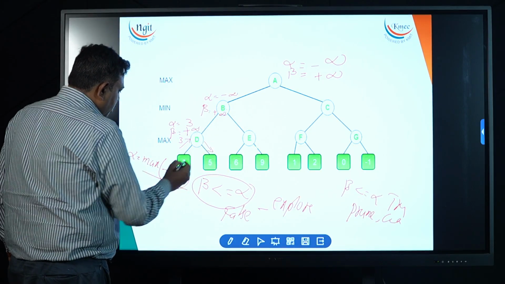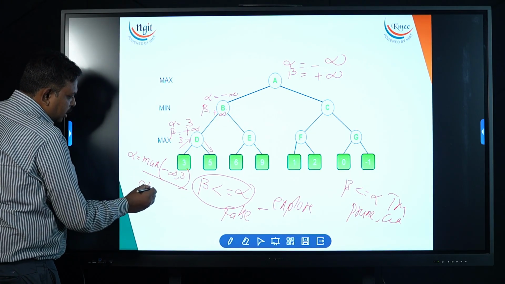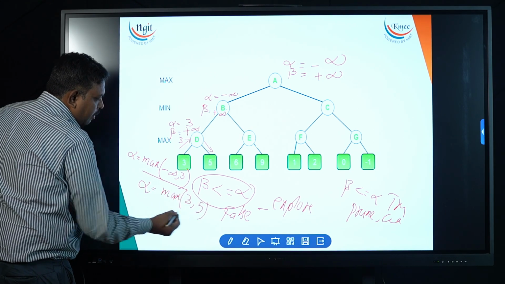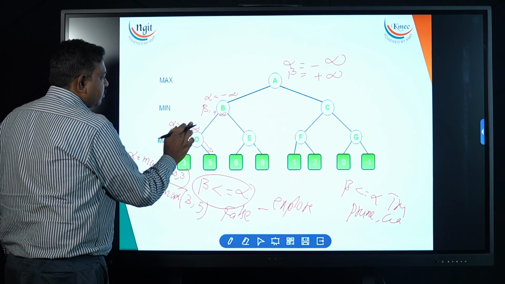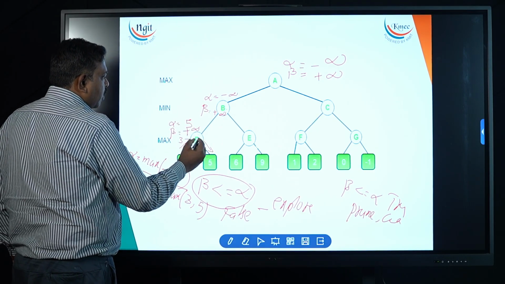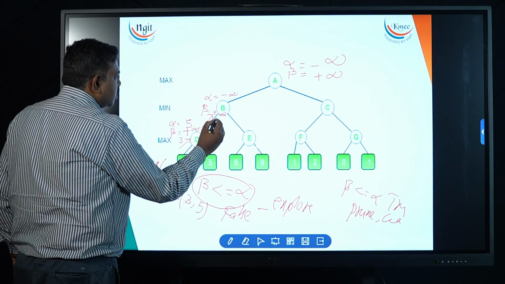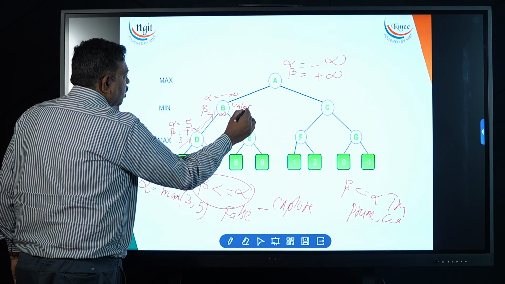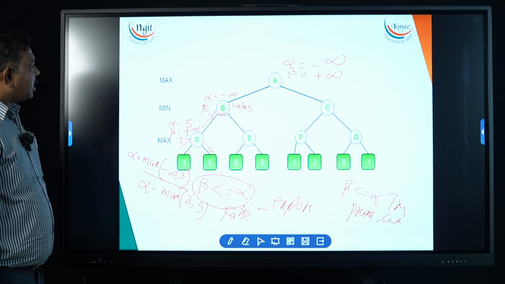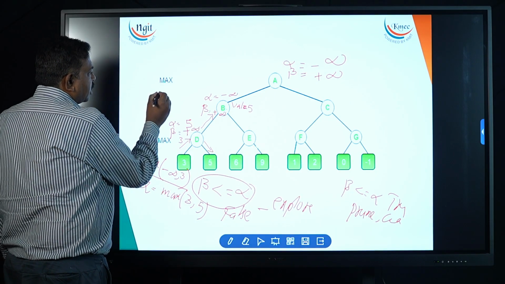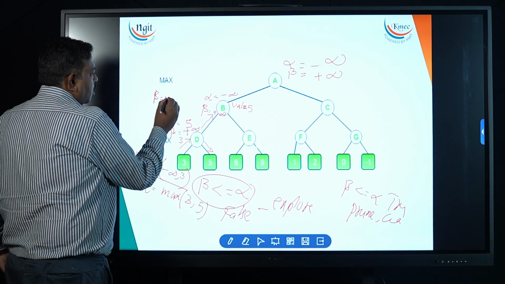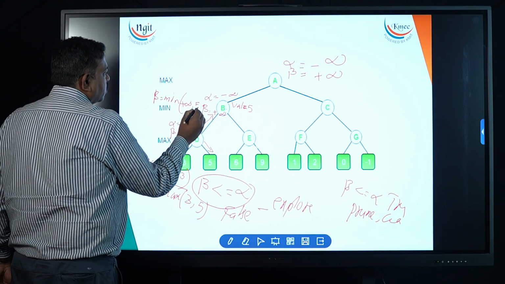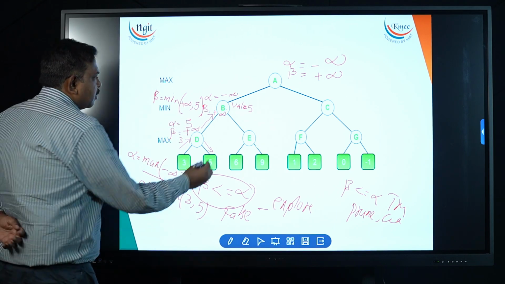Now I calculate the maximum of alpha, earlier it is 3, now it is 5. So alpha is set to 5. Now 5 is propagated to its parent, beta. Beta is a minimizer, so it calculates beta equal to the minimum of plus infinity and 5. Here beta is 5.